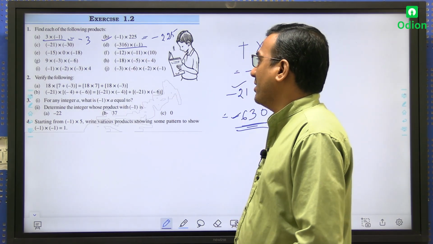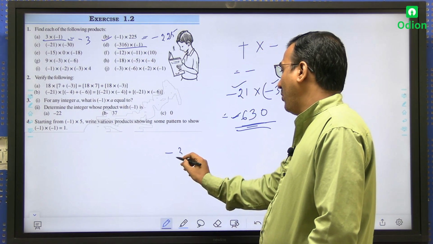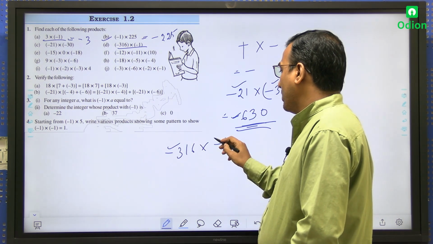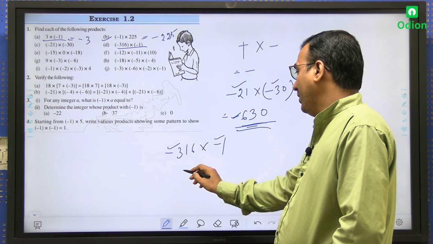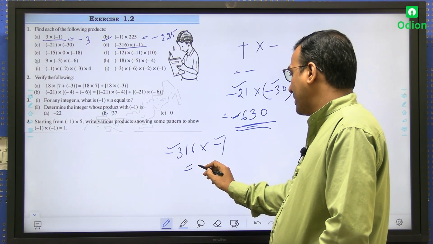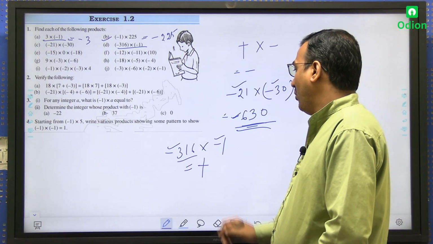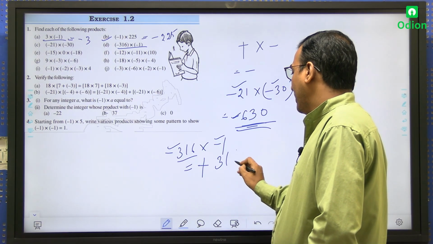Same, -316 multiplied with -1. Okay, there are two negative symbols. If I multiply, it will be plus. Whether you give the plus symbol or not, 316 into 1, the answer is 316.